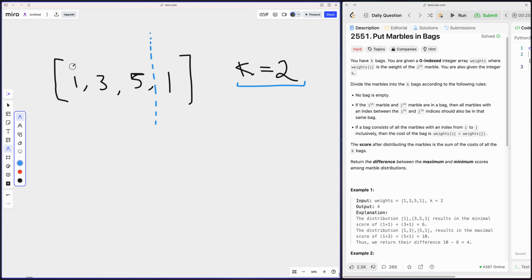So this is going to be the starting I. And then if we split right here, this is going to be the ending J. And then this is going to be the starting I as well as the starting J, right? And then if we were to calculate the score of this, we'd have to take 1 plus 5, right? Because we take the starting and ending plus 1 plus 1, right?